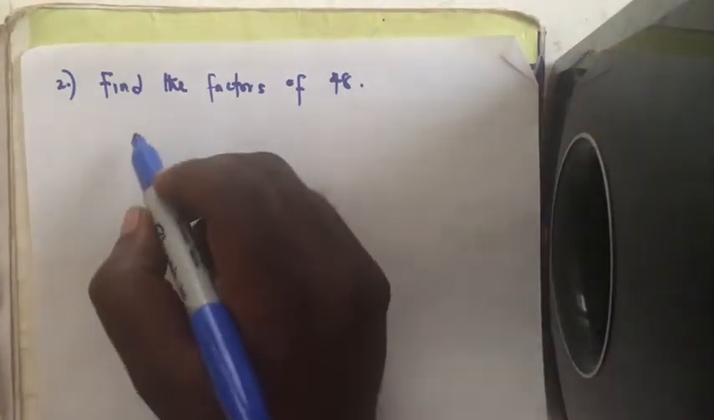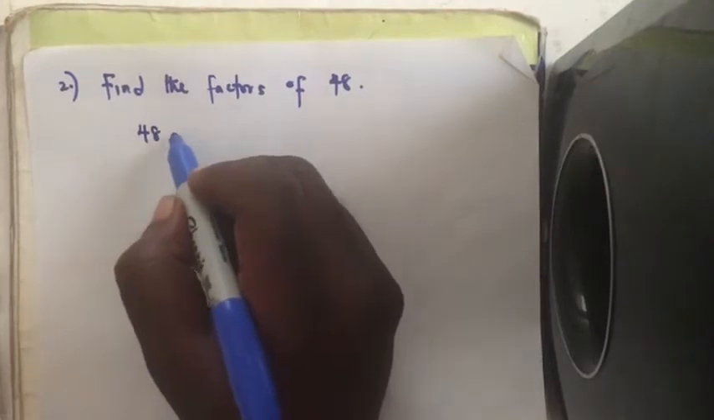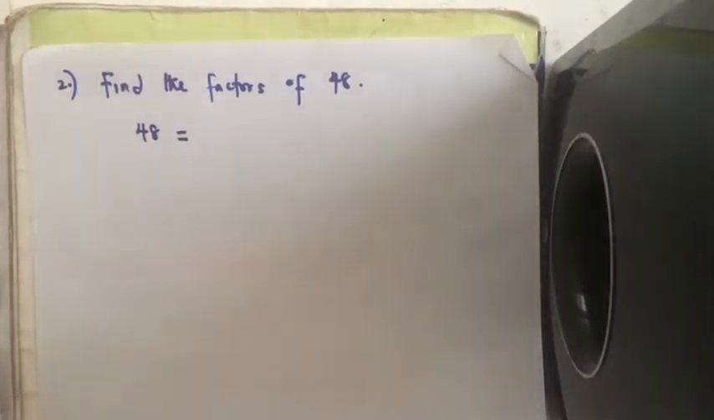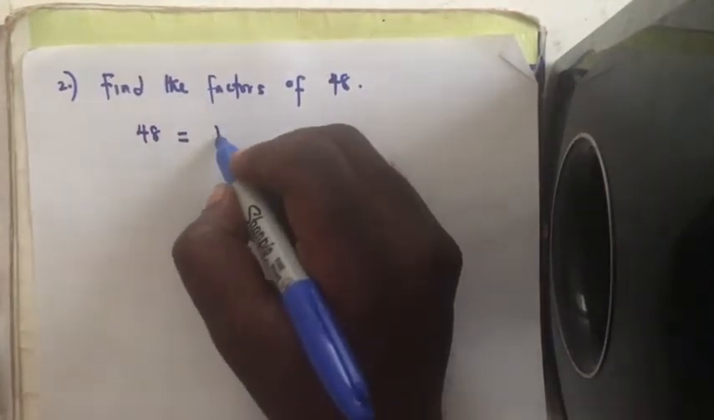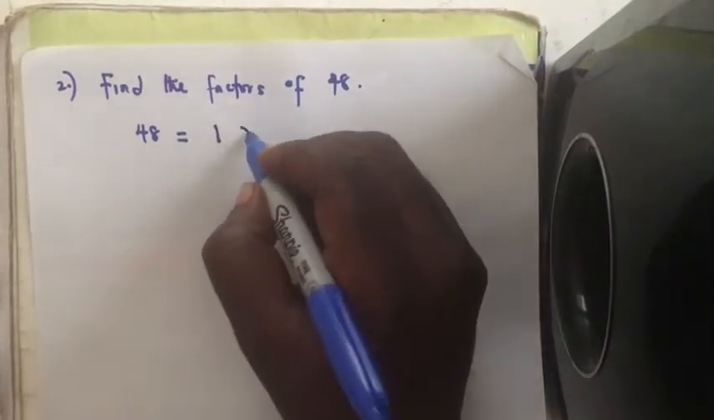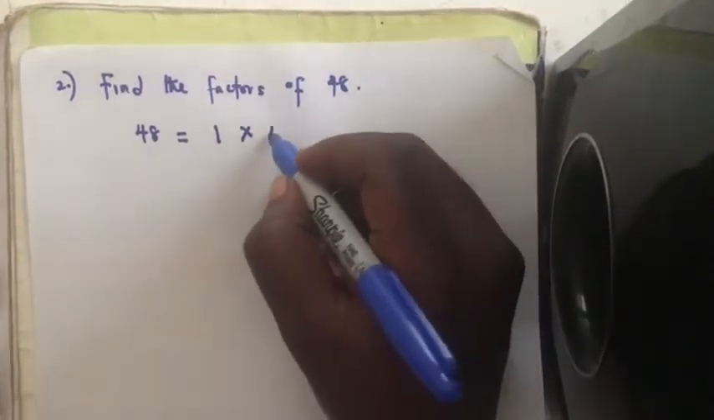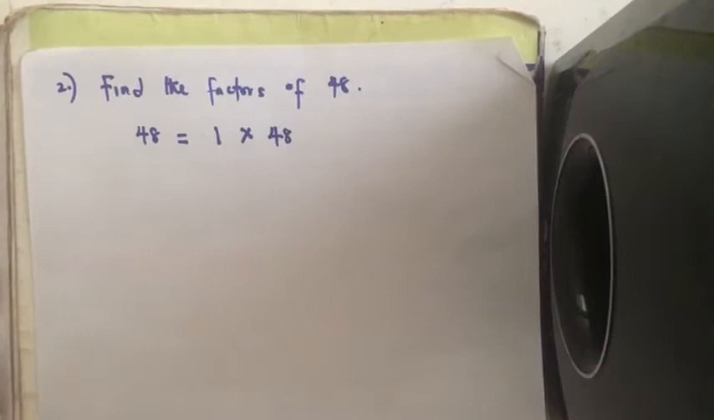Remember, we'll make use of factor pairs. Think of two numbers that you multiply that will give us 48. If I write 48, the first one must always be 1. 1 is a factor of 48. So 1 times what will give me 48 is 1 times 48. That's the first one.